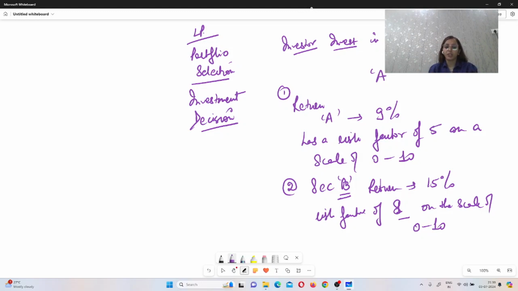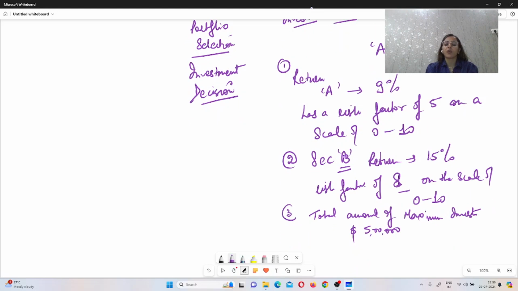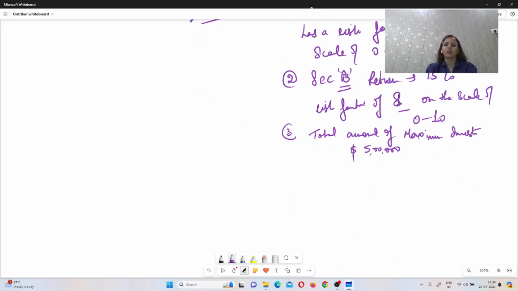But one more piece of information provided in this case scenario is that the total amount of maximum investment that the investor can make, we are considering as 5 lakh rupees. This is the total amount of investment. We have taken $5 lakh, or you can go with Indian rupees also. I'm assuming it as $5 lakh.